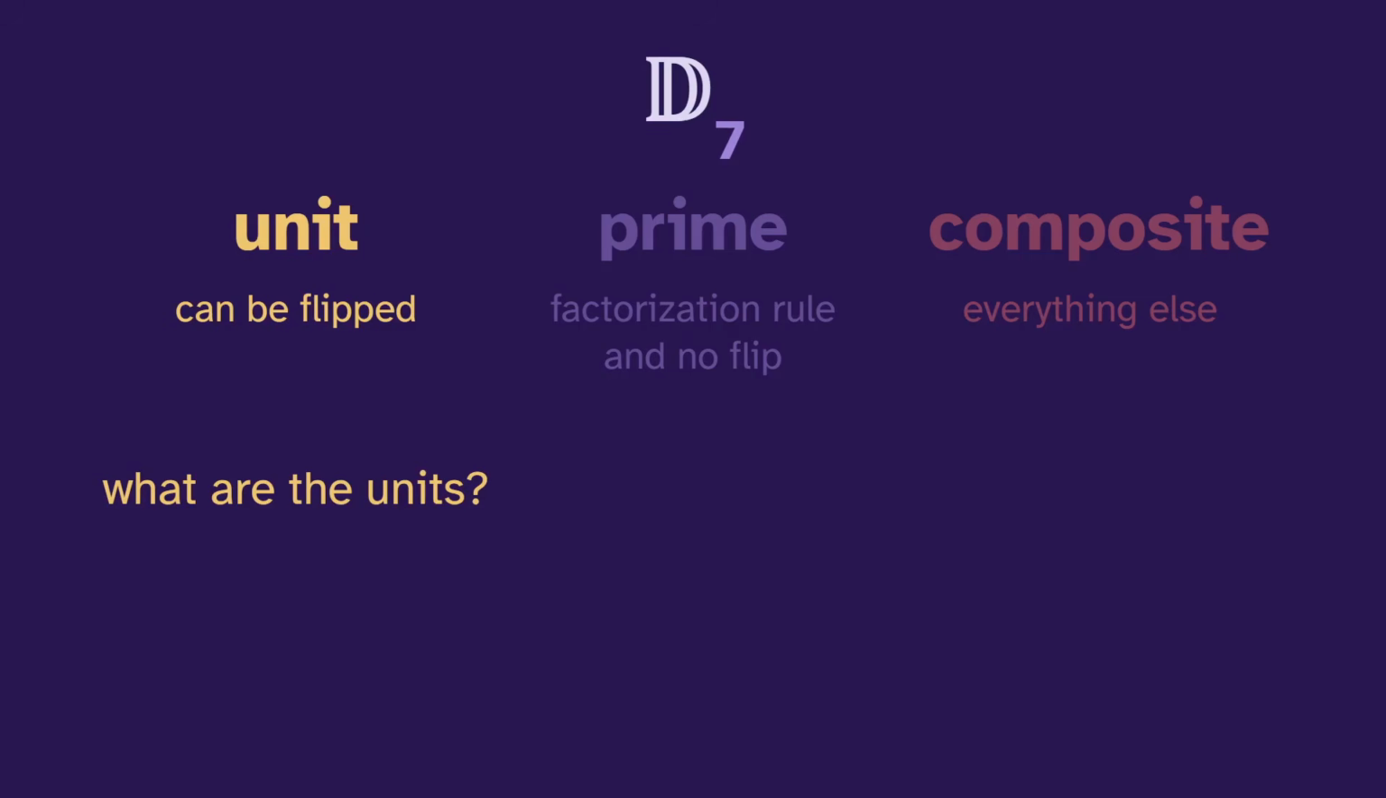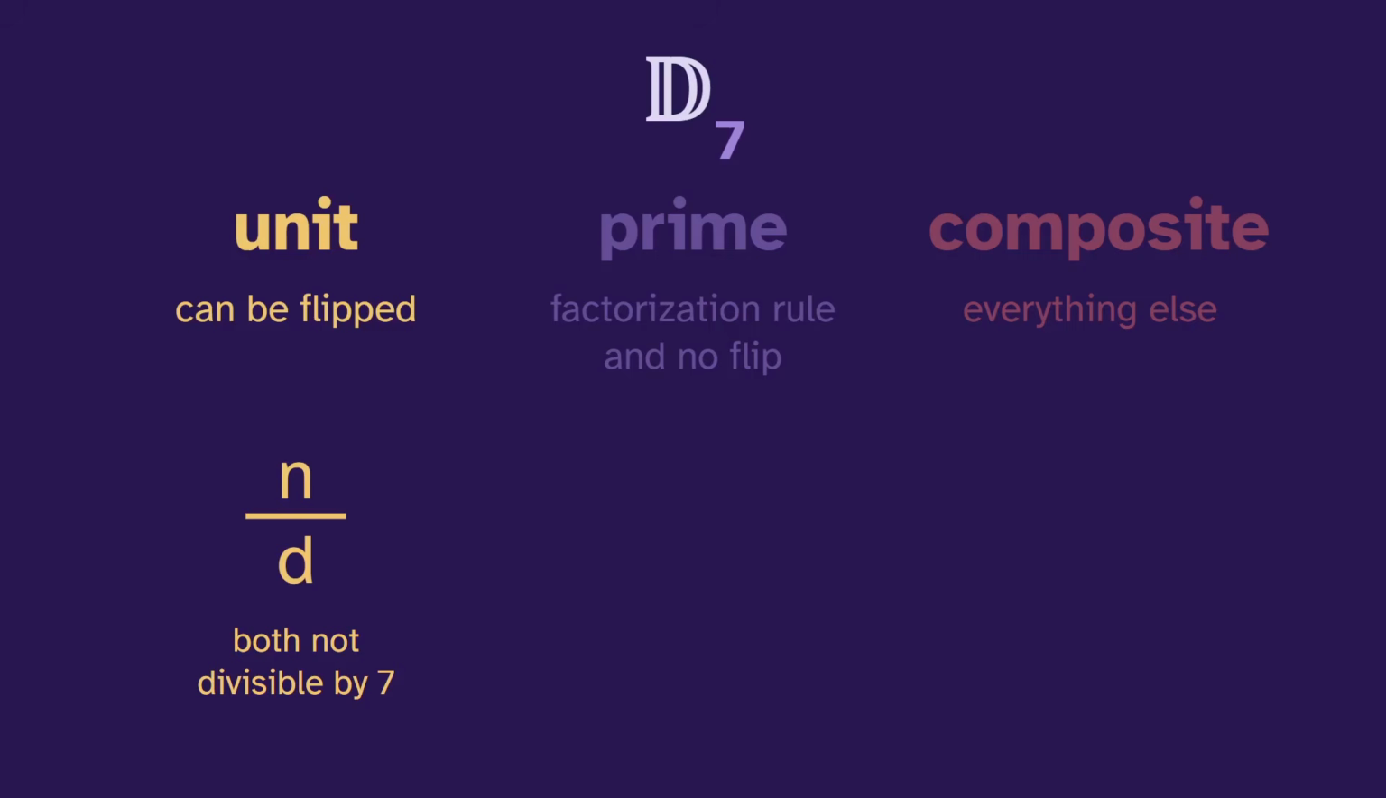What are the units? What can be flipped? Remember, the denominator cannot be divisible by 7. So in order to flip, the numerator also can't be divisible by 7. But that's all that we need. This is the form for a unit. And notice that this includes all integer primes except for 7. They have all become units.